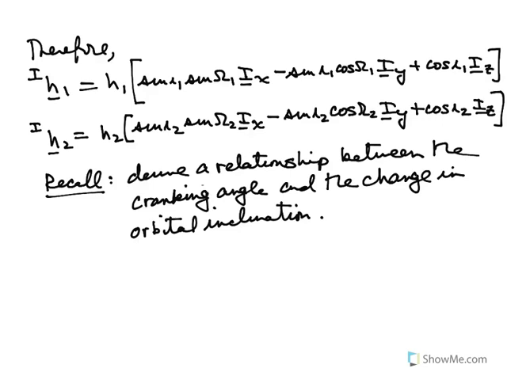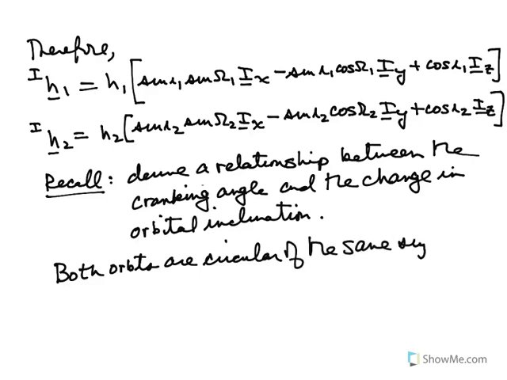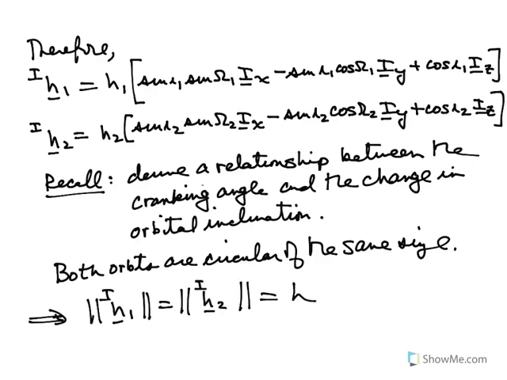So remember, we also said that this was going to be done for circle-to-circle transfer. So both orbits are circular, of the same size. So if that's the case, then we know that the magnitude of H1 has to equal the magnitude of H2, which is equal to H. Which means that essentially we're eventually just going to be able to eliminate H from this whole problem. But both of these can be replaced with just simply H.